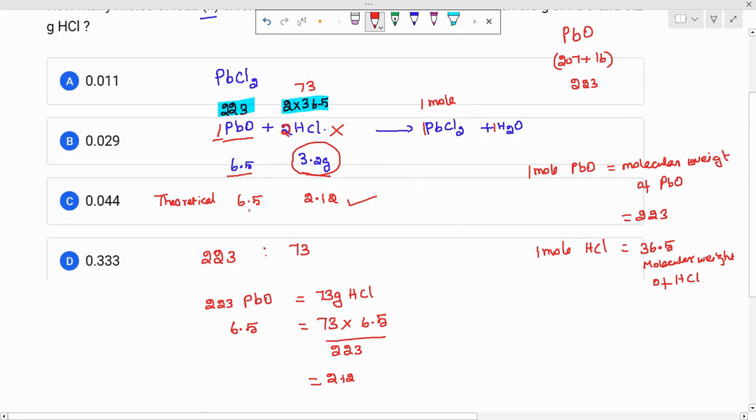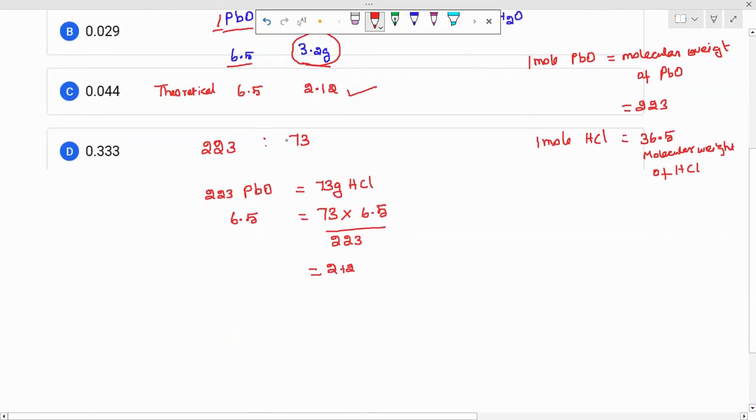If they had taken the right ratio, for example exactly 2.12 and 6.5 gram, then we could use any of these reactants. That means with BPO we can find out BBCl2 moles, and with HCl also we can find out BBCl2 moles. But here I am going to use this one. The limiting reagent will be this one. The excess reagent is not a limiting reagent. This is called the limiting reagent, which limits the reaction.